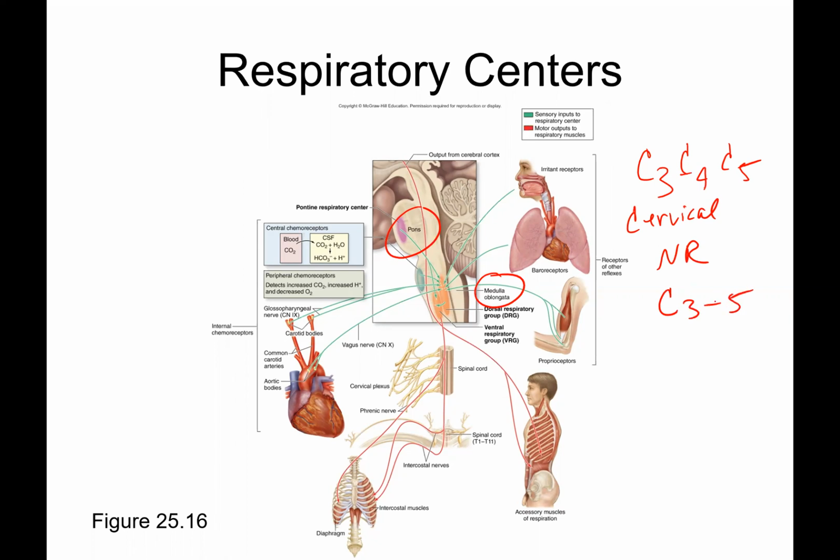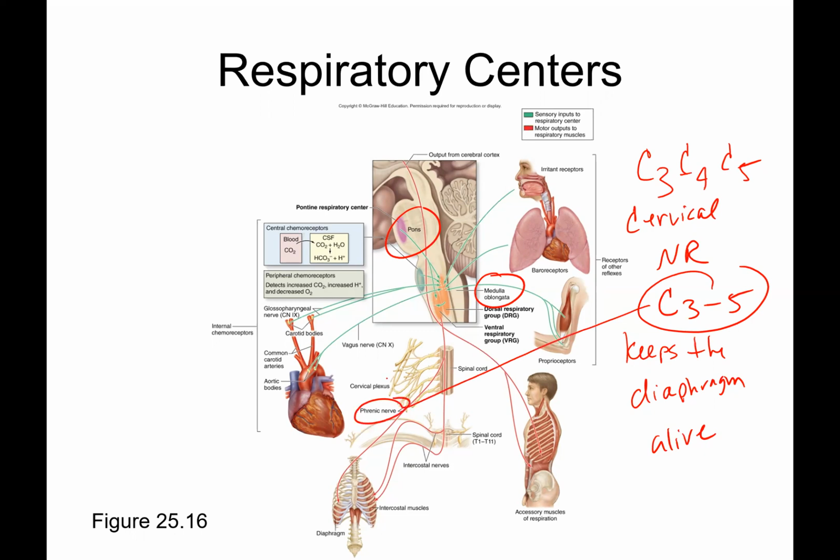Okay, so there's an expression that goes C3, C4, C5 keeps the diaphragm alive. And when you put those nerves together, it's the phrenic nerve. Okay, C3, C4, C5 keeps the diaphragm alive. And they branch off of the spinal cord.